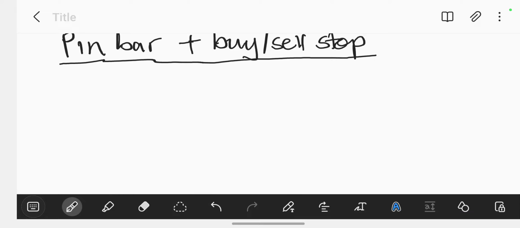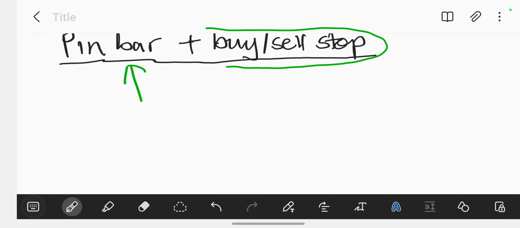So today I just thought of another concept that I think is worth your attention. I hope by now you already know how to spot pin bars and which ones are significant, which ones we only pay attention to. Now I want us to take that concept of a pin bar and see how we can trade those pin bars using a buy or sell stop.